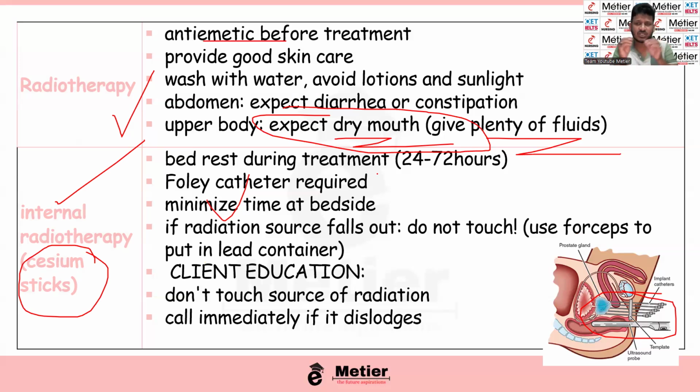If the cesium sticks fall down, you have to use forceps, pick up the cesium sticks with the forceps and drop them in the lead container. If the nurse is pregnant, she should not enter the room. And frequent rotation of the nursing care person is very important. So these things are very important while you are handling questions related to brachytherapy and teletherapy.